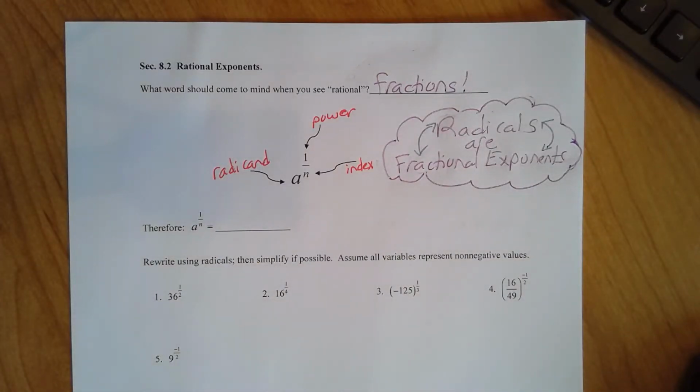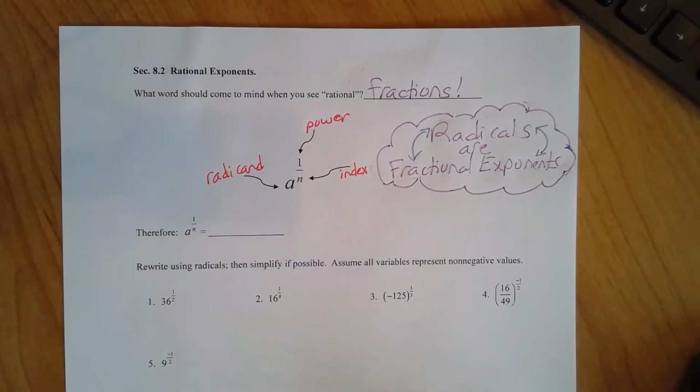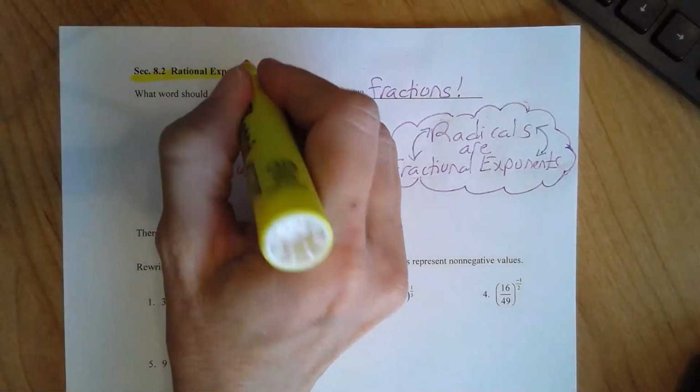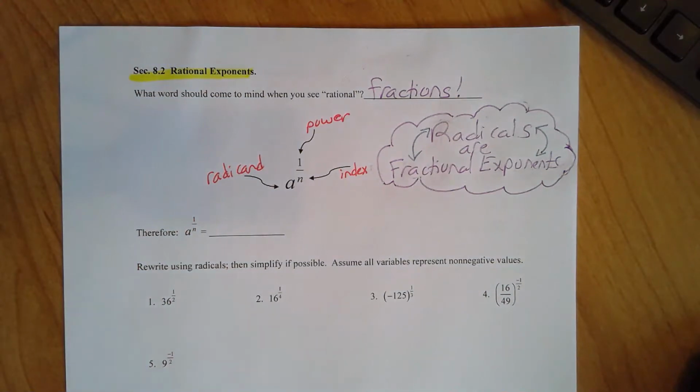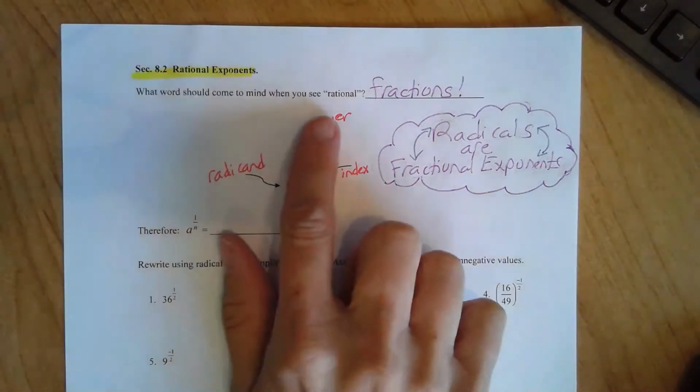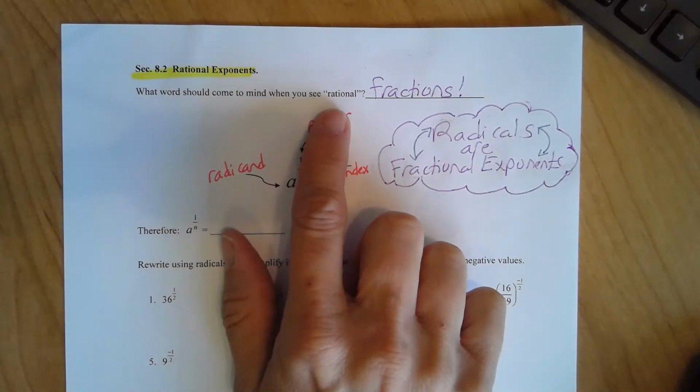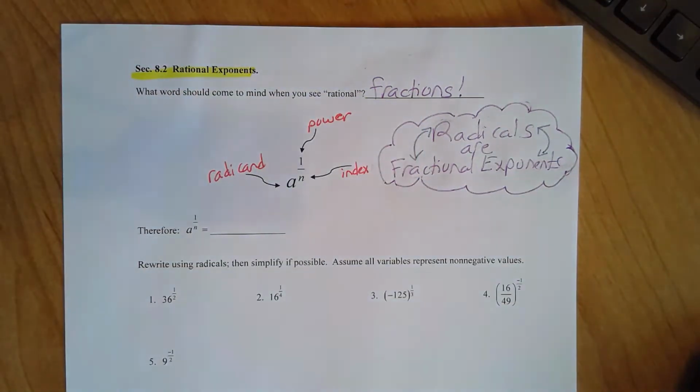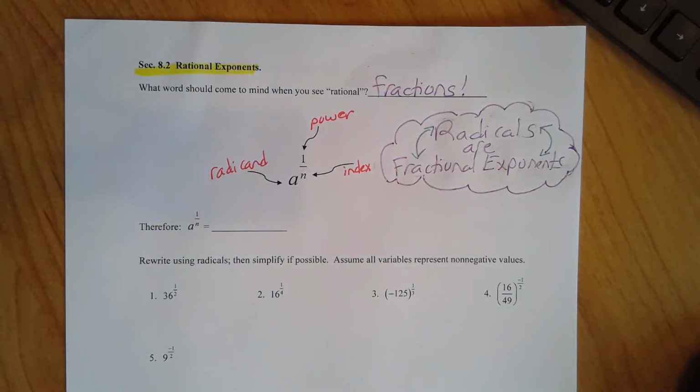Section 8.2, Rational Exponents. Please make sure you spend lots of time on this section because for some reason this does give students a little bit of challenge, so make sure you spend some time understanding what it means to be a rational exponent. Well, first of all, what word should come to mind when you see the word rational? Fractions. Okay, so we're going to deal with fractional exponents.